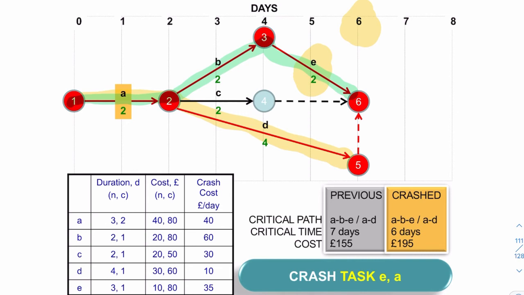Can we crash it any further? So we can no longer crash A anymore because the minimum time was 2. So what can we now crash? We'll either crash B and D or E and D. But it's essential that it's D and something.